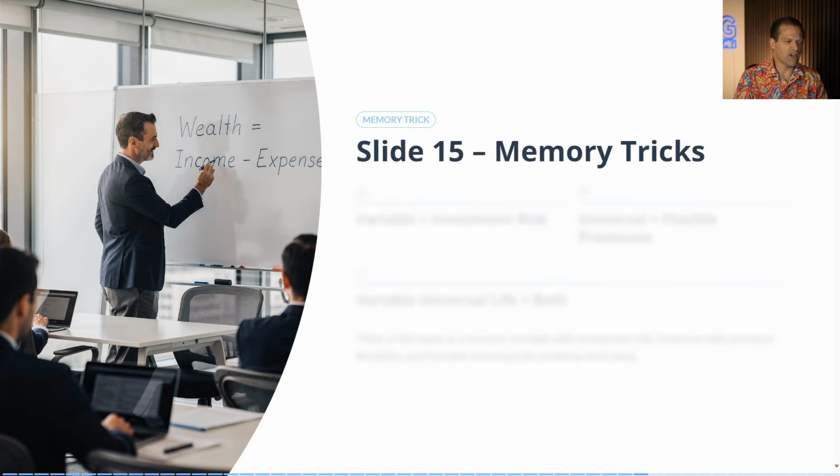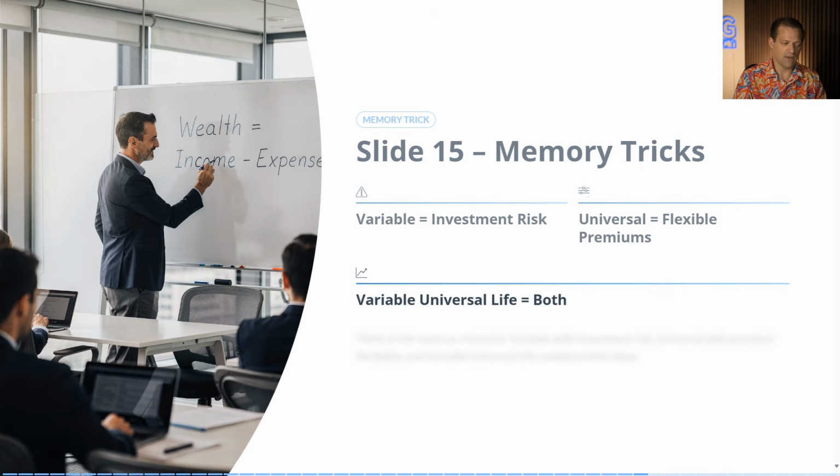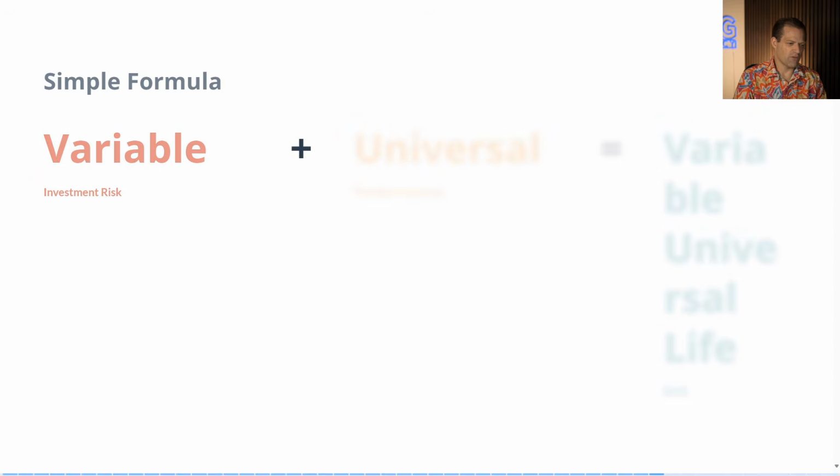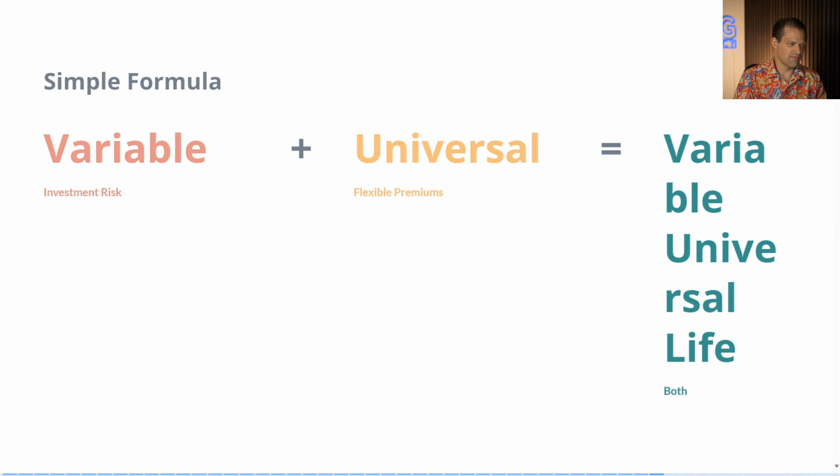So a memory trick here again, variable means investment risk, universal means flexible premiums, variable universal life means both. We like repeating these concepts so that you'll remember, okay? So think of the name as a formula. Variable adds investment risk, universal adds premium flexibility, and the combination of both makes both happen. So here's your formula again if you need it one more time.